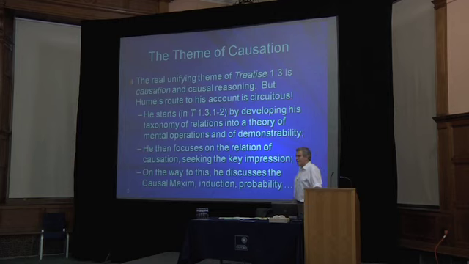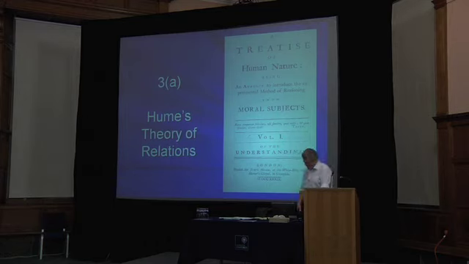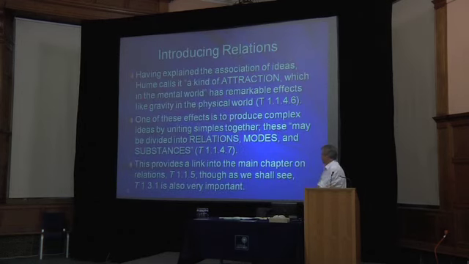Now, the theory of relations plays a major role pretty much right from the start, and it becomes a theory of mental operations. That actually is a sort of unifying feature, at least of the early part of Book 1, Part 3. So what we're now going to do is look at that theory, and I'm going to explain to you what I think is really going on with it. Why does Hume take the path that he does here in the Treatise?